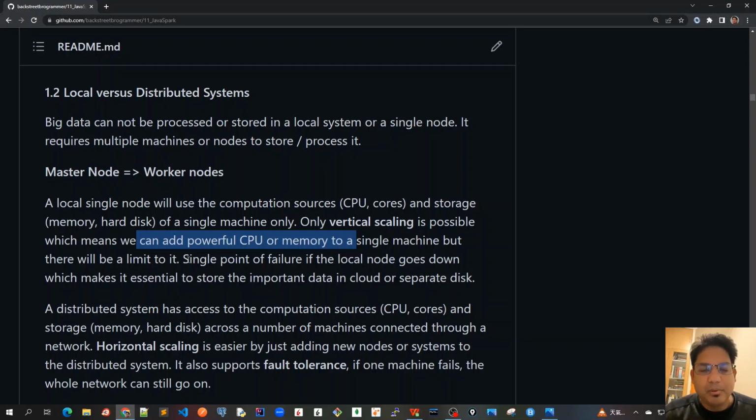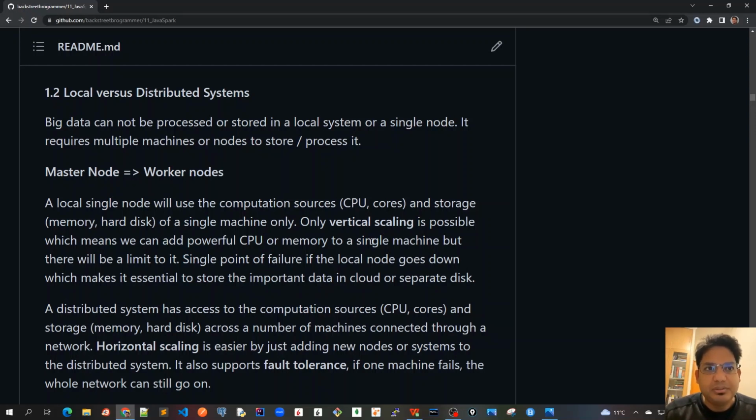And also there's another problem of a single point of failure. If only one local machine goes down, it becomes essential to store the important data in the cloud or a separate disk. One single point of failure will lose all the data, and our business or the system can go down. If we are supporting a server mode on a single node and the single node goes down, the whole data would be lost unless we are doing data redundancy or storing it somewhere else.